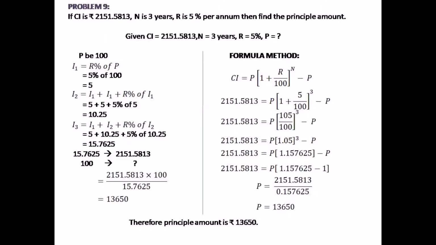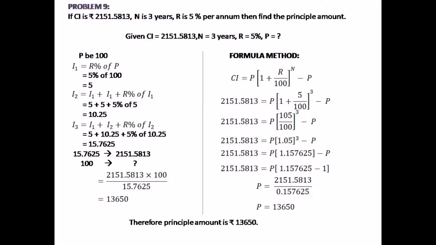If CI is rupees 2,151.5813, N is 3 years, R is 5% per annum, then find the principal amount. Given CI equals 2,151.5813, N equals 3 years, R equals 5%. Let principal be 100. I1 equals R percent of P, that is 5% of 100. Gives I1 is 5.